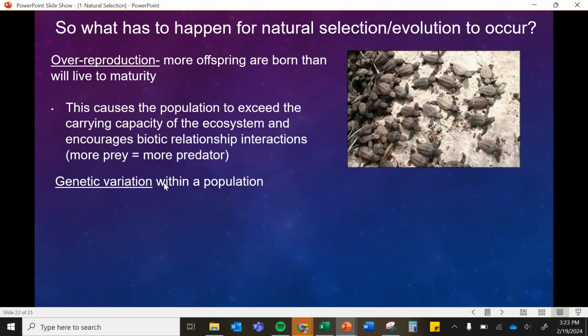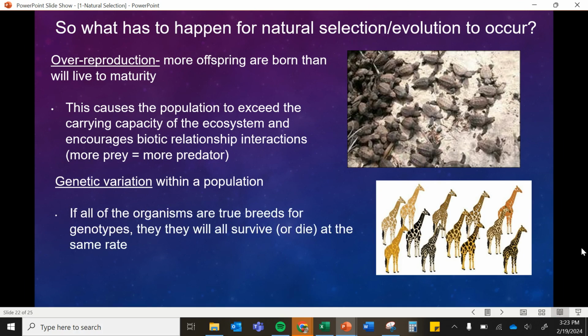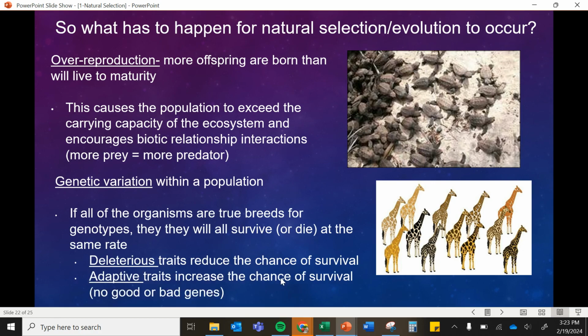We also have to have genetic variation, as we mentioned before. We have to have differences so that some phenotype is more helpful or more advantageous for the organism to survive. Or the opposite, where we have traits that reduce the chance of survival, or adaptive traits that increase the chance of survival. They're not good or bad. They just are increasing the chance of survival or reducing the chance of survival. And again, these traits could change depending on the situation or the environment.